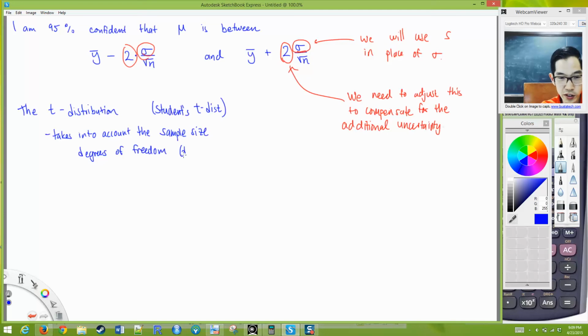Abbreviated DF. And in this case, it's the sample size n minus 1. So DF is n minus 1. Degrees of freedom, it's the idea of, well, I guess this is maybe the easiest way to explain it.